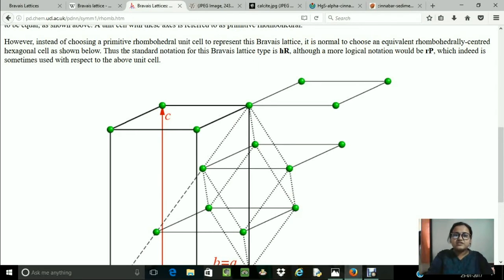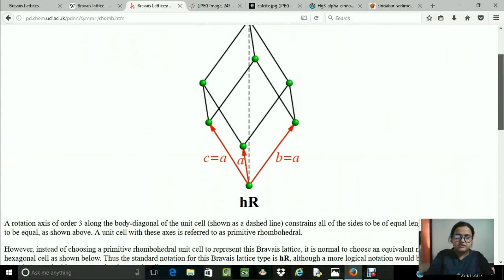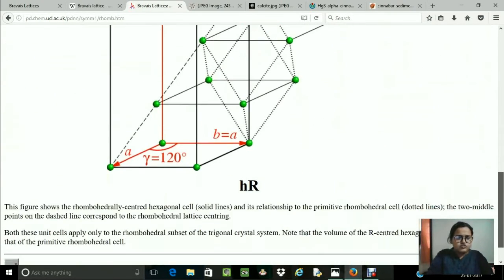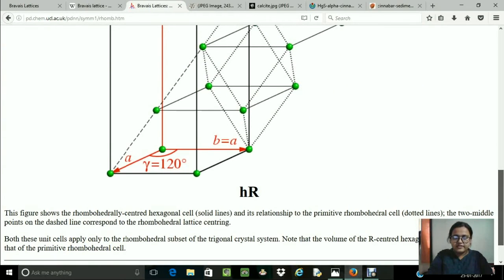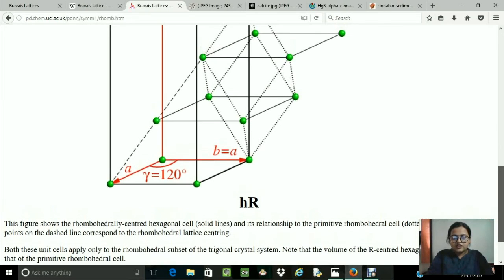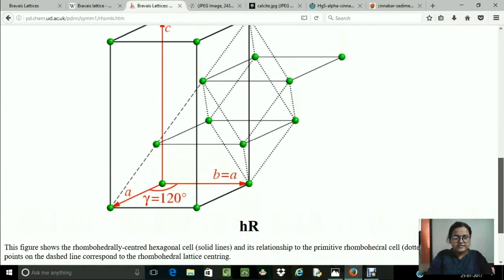Thus, the standard notation for Bravais lattice of this type is HR, although a more logical notation would be RP, which is indeed sometimes used with respect to the above unit cell. So this one is sometimes denoted with the help of RP. This figure shows the rhombohedral I-centered hexagonal cell and its relationship to the primitive rhombohedral cell, the dotted lines. The 2 middle points on the dash correspond to the rhombohedral lattice centering.